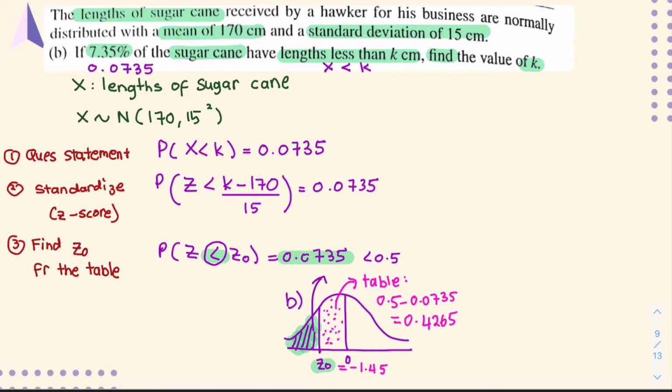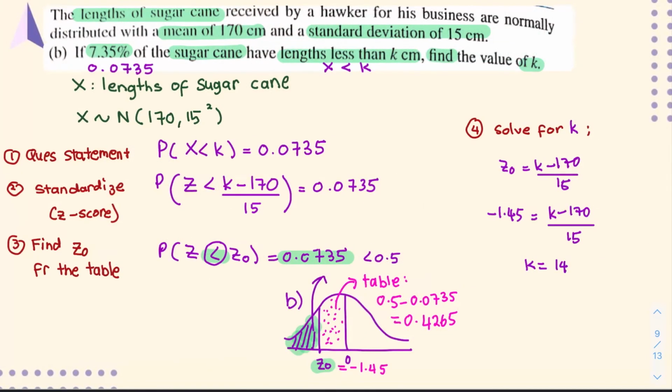And the last part is you solve for your k after getting the z. Z-note is equivalent to (k minus 170) over 15. Then z-note, known just now, is negative 1.45. So (k minus 170) over 15, using algebra, you will get your k as such, 148.25 cm.